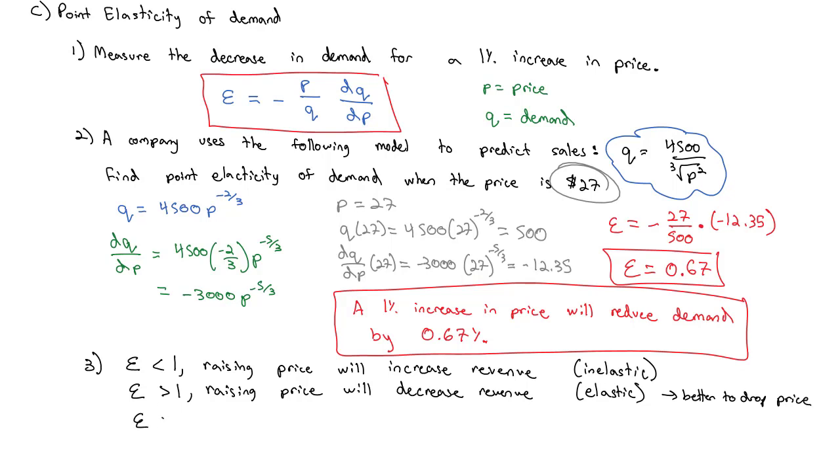The other option is when that elasticity of demand is exactly equal to 1. That means raising the price has no impact on revenue. We want to keep the price the same. This is the ideal situation, because increasing the price will decrease revenue. Decreasing the price will increase revenue. We are at that perfect point. We call that unit elastic.